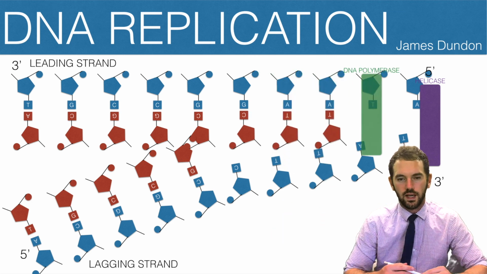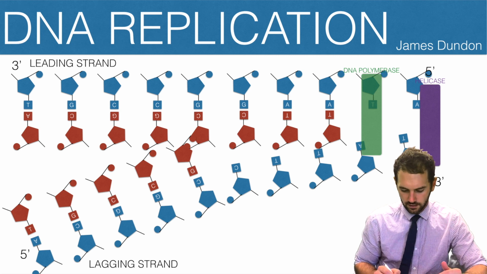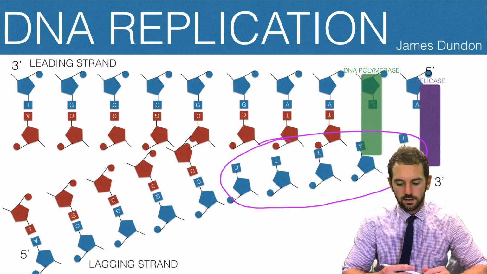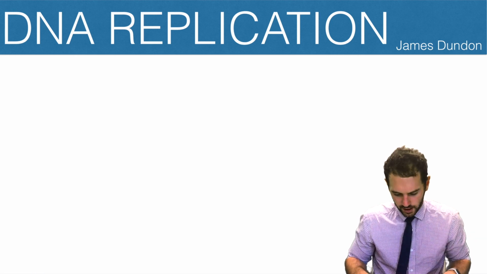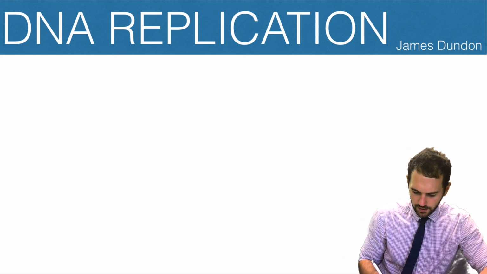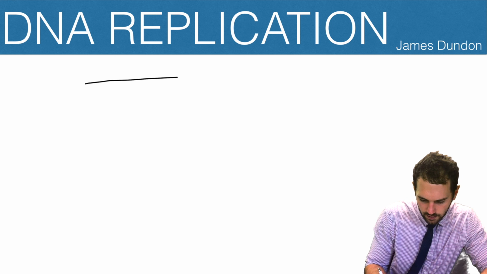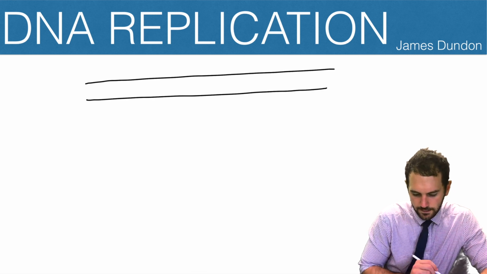But we still have that problem now where we've got a new set of exposed bases on the lagging strand that we're going to have to deal with. Okay, so I'm just going to draw this from scratch again, just to show you in a bit more detail what's happening. Okay, so let's say we have our 2 strands of DNA.